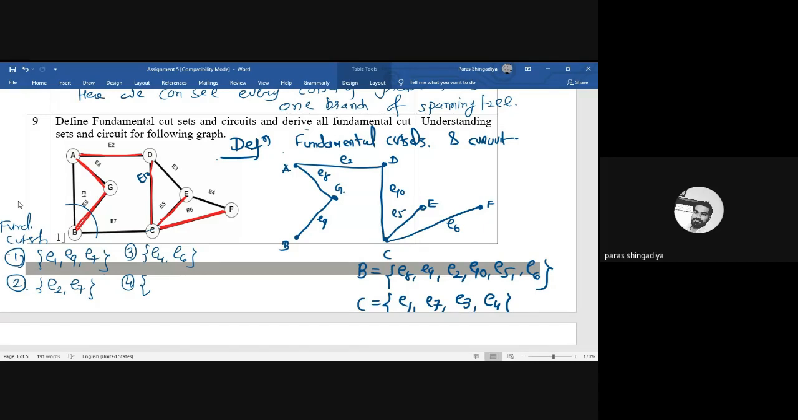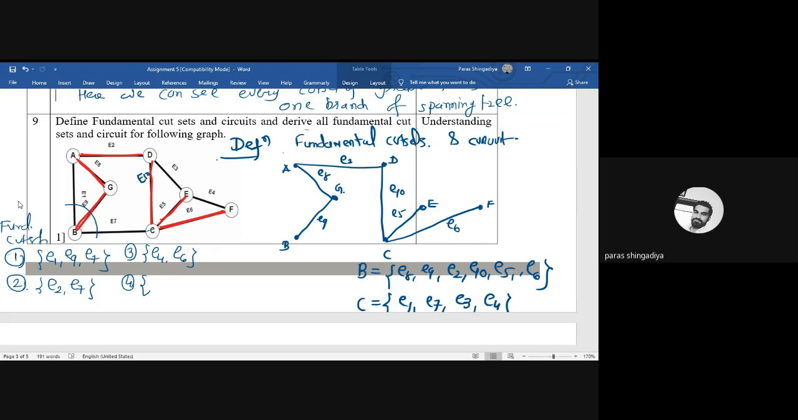Which is the possible answer? Are only three answers possible? Is there another answer? There are many cut sets, but the fundamental cut set depends on your spanning tree. There are lots of cut sets here, but the fundamental cut set depends on the spanning tree. You just consider only one branch and the rest of the edges should be chords. Can you find another answer?